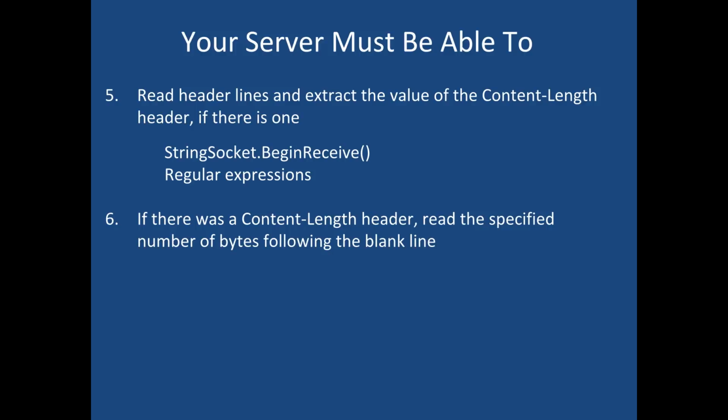If there was a content length header, you keep reading until you get to the blank line, and then you know, if the content length was 59, you've got to read 59 bytes and convert it to a string. How do you do that? How are you going to read exactly the next 59 bytes and get a string back? Well, we're doing everything through the string socket.